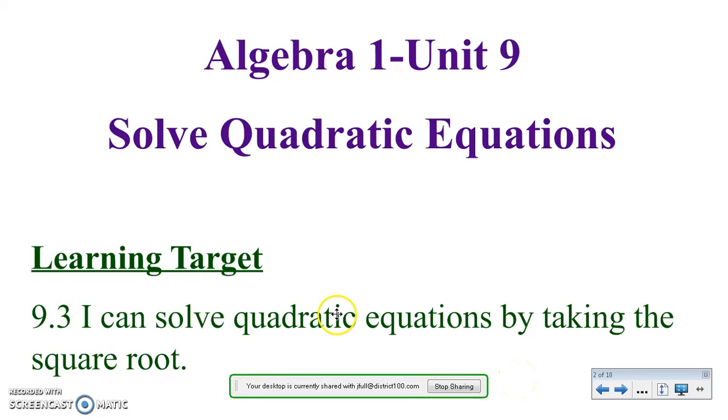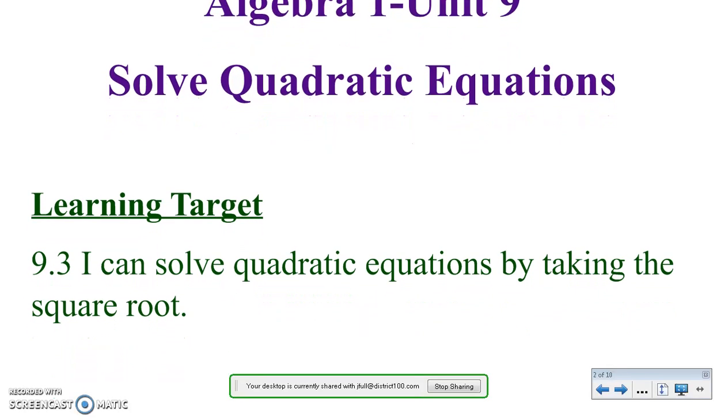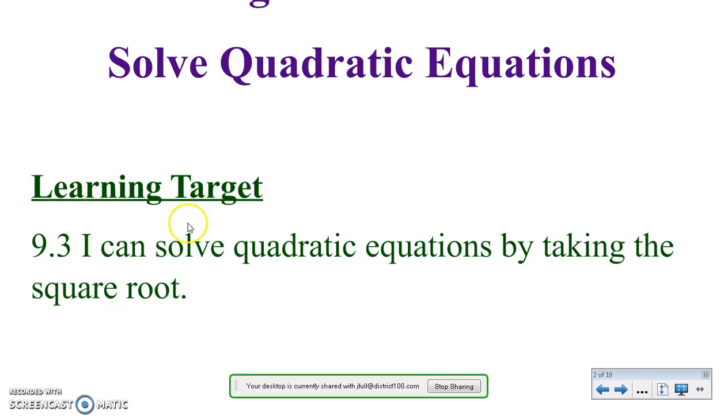Okay, in this lesson we're going to continue learning how to solve quadratic equations using different algebraic methods, and today we're going to focus on solving quadratic equations by taking the square root.